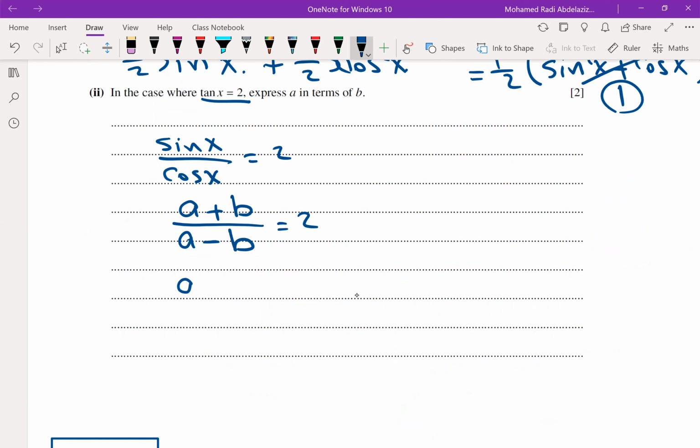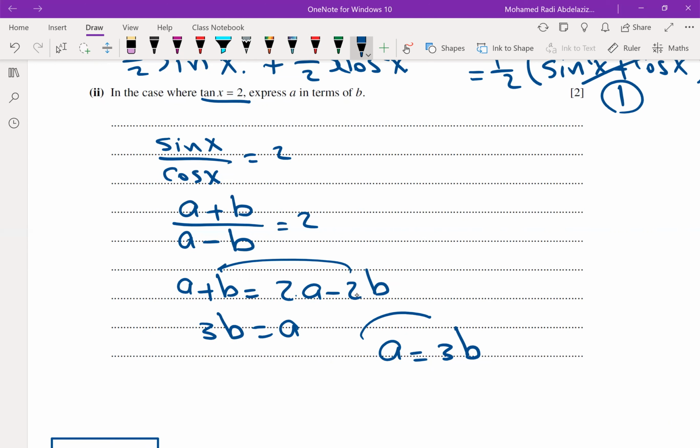Cross multiplication, a plus b is equal to 2a minus 2b. Collect a in one term and b in one term. b plus 2b is 3b, and 2a minus a will be a. He asked to get a in terms of b, so a is 3b. This is the final answer.